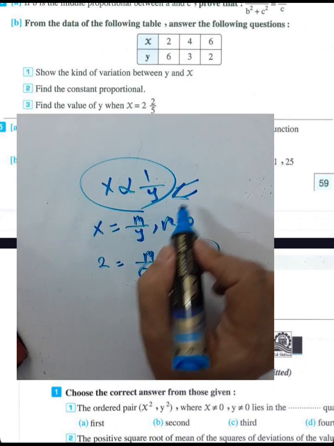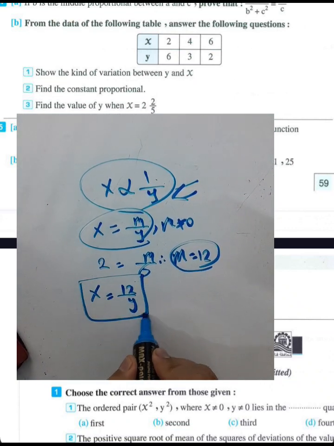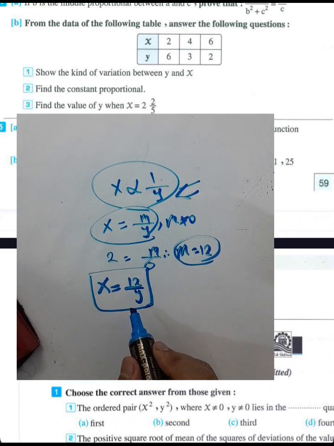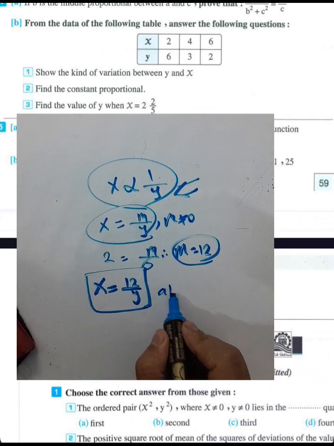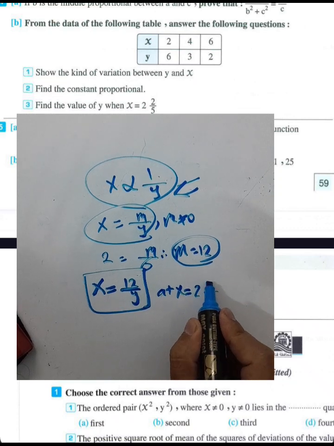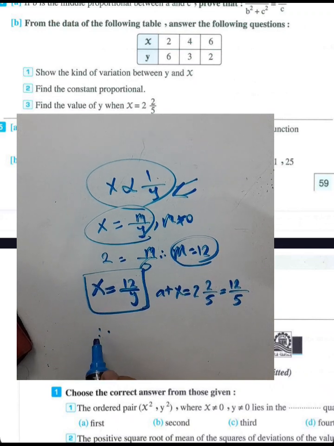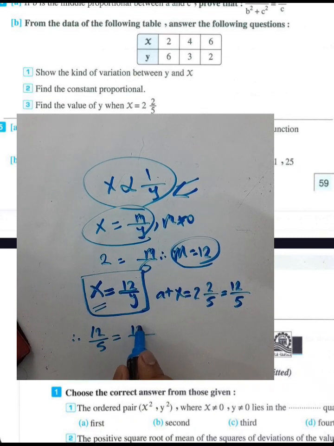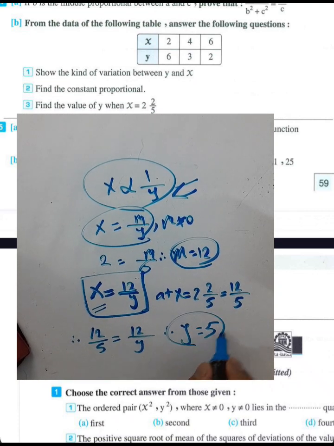And then put it in this relation, then x will be 12 over y. It's the relation between x and y. We found the constant here, and now find the value of y when x equals 2 and 2 over 5. We can write 5 in the numerator: 2 times 5 equals 10 plus 2 equals 12. Then we can put x equal to 12 over 5, equal to 12 over y, and then y here will be equal to 5. It's the value of y.